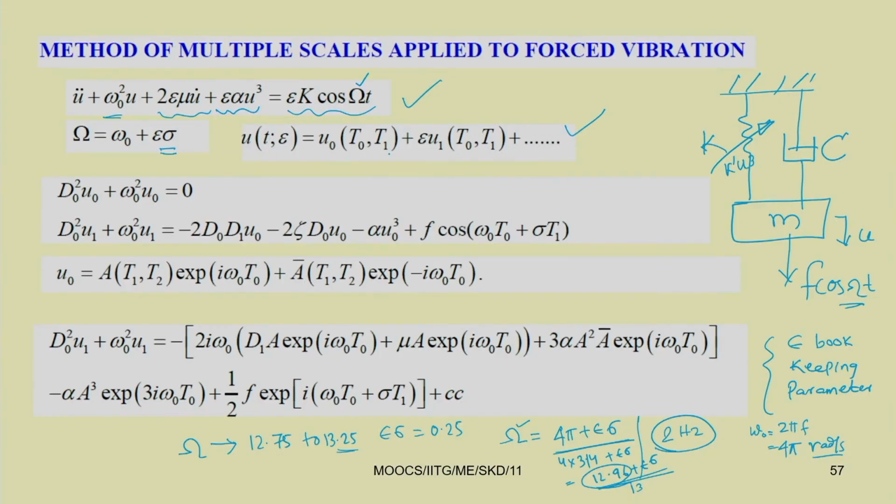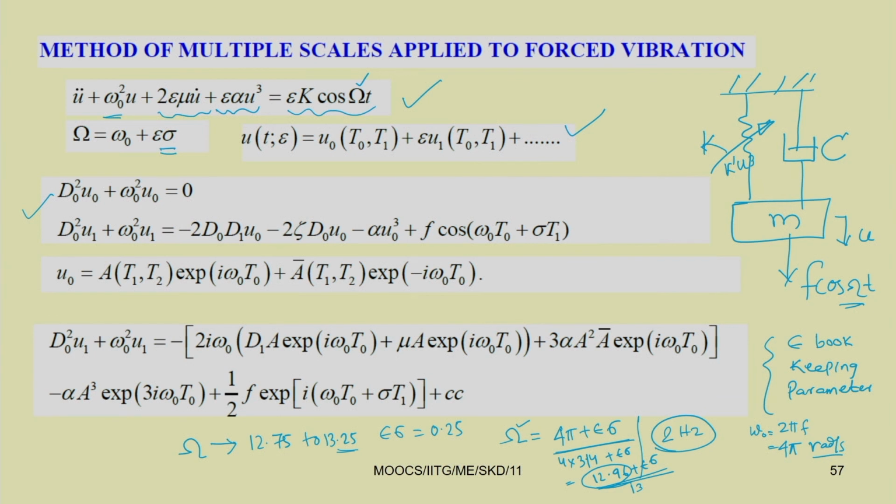By substituting u equal to u0 plus epsilon u1, you can get the expression for u double dot equal to u0 double dot plus epsilon u1 double dot, where double dot is d square by dt square. You can replace it by the expression you have already seen, that is D0 square plus other terms. By substituting this and separating by order of epsilon, this equation becomes D0 square u0 plus omega 0 square u0 equal to 0, which is the order of epsilon to the power 0.